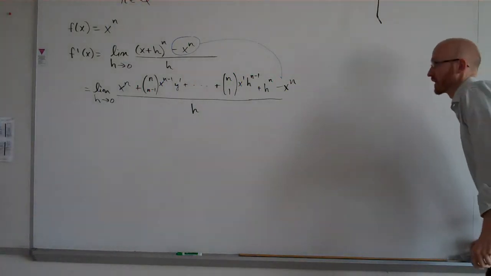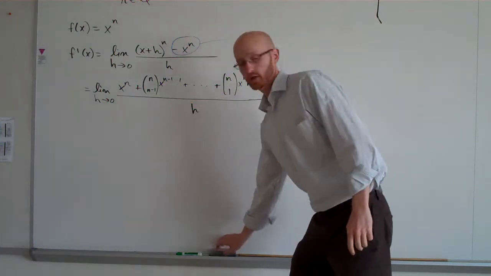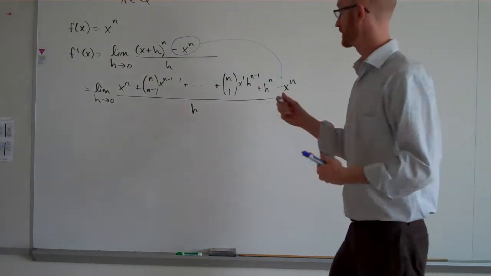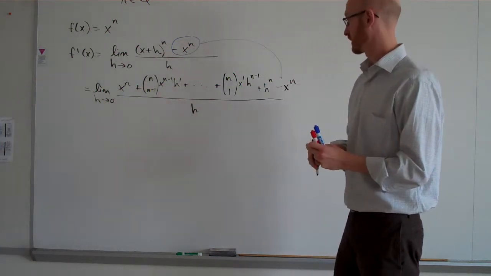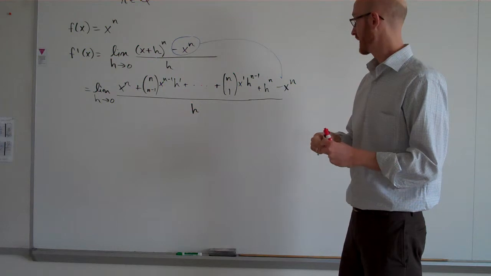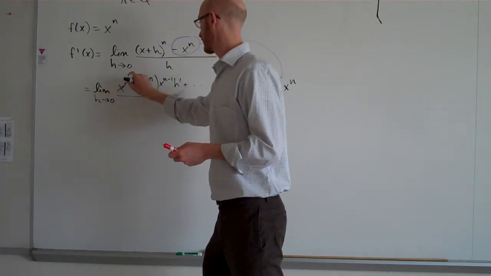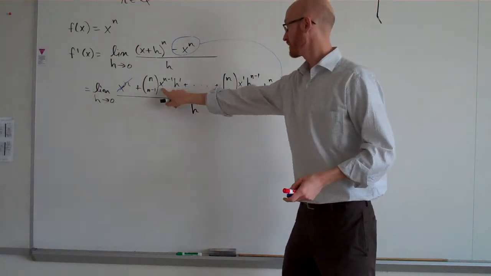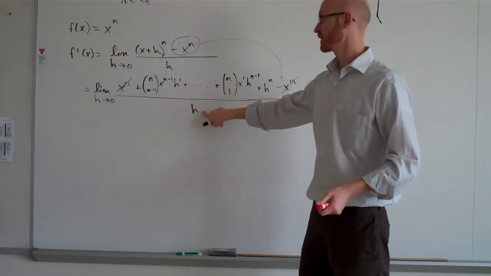So I realized I did make a mistake right here. That y to the first, I was going by my general form of the binomial. That's supposed to be an h. And I don't believe I did that anywhere else. So we're about to say that there's stuff to cancel, and that would be the x to the n and that x to the n. And what you're going to be left with is the rest of these terms over h.